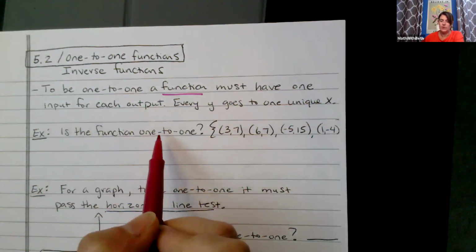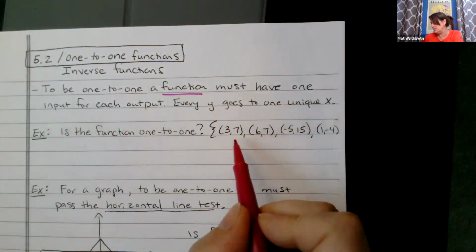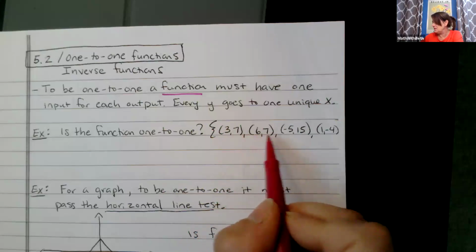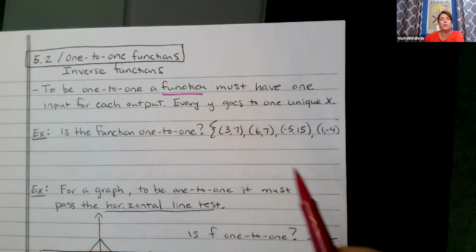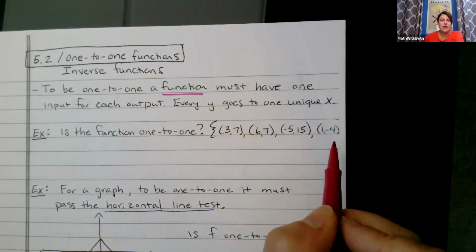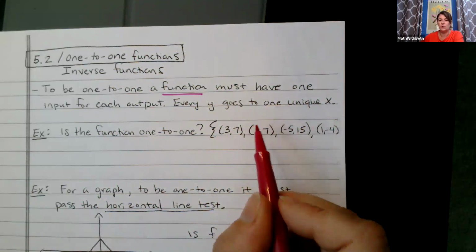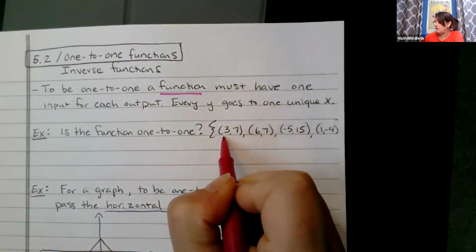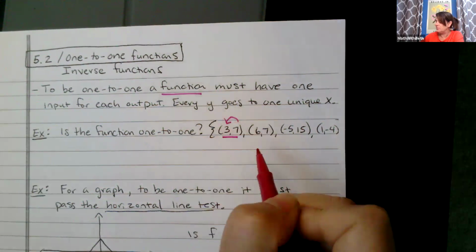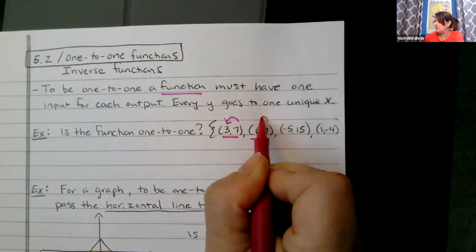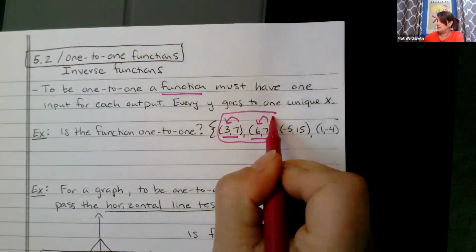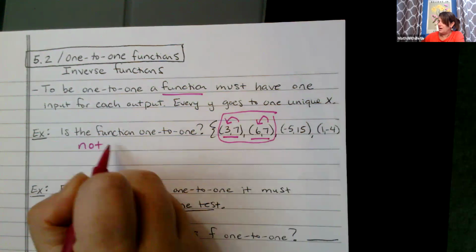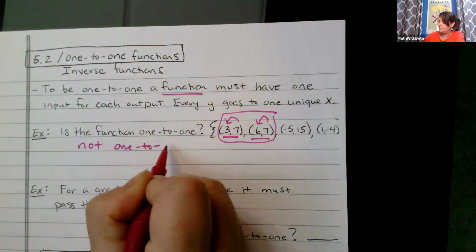So is this function one-to-one? Well, first, is it a function? Let's just make sure. 3, 6, -5, 1. All of these are different x's, so there's no x going to more than one y. But now, look at the y's and see if they're going to only one x. Well, here, 7 is going to 3, and here, 7 is going to 6. So because of this, it is not one-to-one.